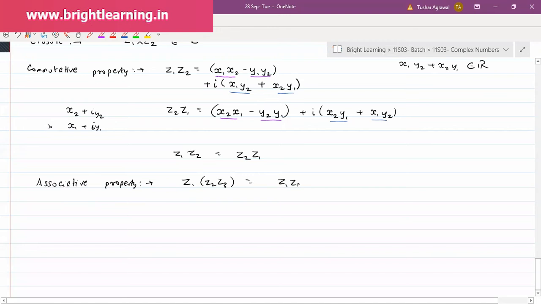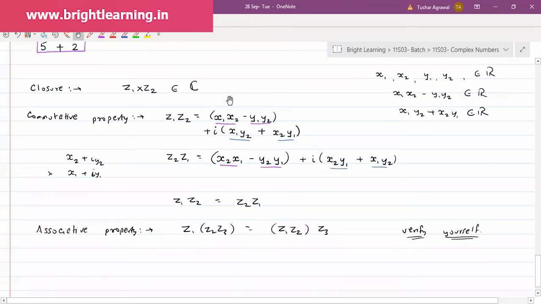Is equal to z1, z2 multiplied by z3. This I leave it to you, verify yourself. This verification will go a little bit long because with the z1, z2 multiplication alone, the real part that you're getting is such a big real part.